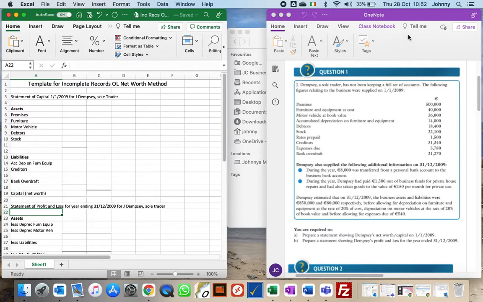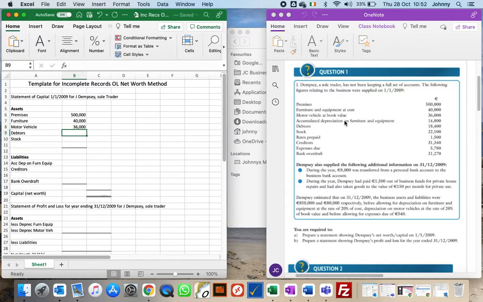So we start off with the information we're given at the beginning, which the date for this is the 1st of 1st. So this is going to be so we can work out what the business was worth at the beginning of the year. So we need to separate these into assets and liabilities. So we have assets. We've got premises 500,000. Furniture and equipment at cost is 40,000. Motor vehicle at book value, so 36,000.